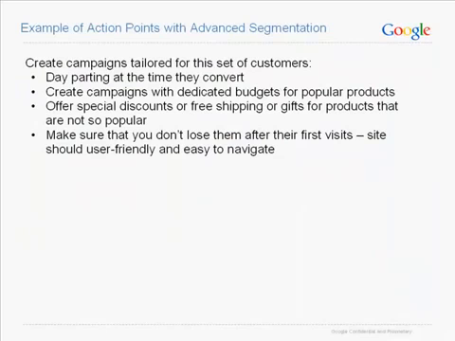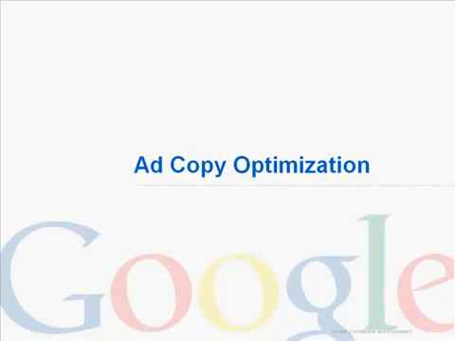So here are some examples of action points that you can use with advanced segmentation. Create campaigns tailored for this set of customers using day parting at the time that they convert. Create campaigns with dedicated budgets for popular products. Offer special discounts or free shipping or gifts for products that are not so popular. And make sure that you don't lose them after their first visit. Your site should be user-friendly and easy to navigate. So next up, let's look at ad copy optimization.